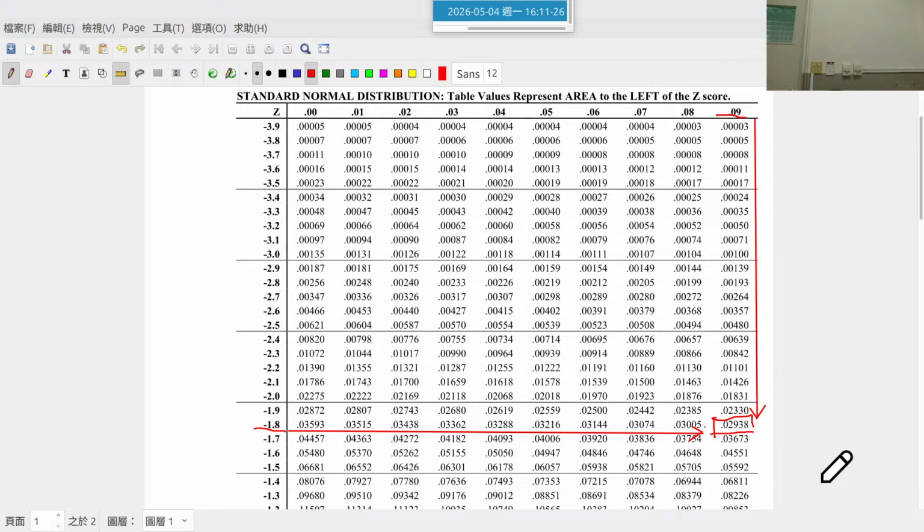But you are cheating me. Oh no, I didn't cheat you. Why? You said minus 2.9 is the negative value. Oh, come on. Why is it minus 2.9? Remember again, on the table, that is the area to the left.